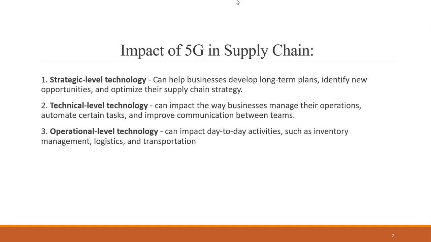Here we will discuss the impact of 5G technology in supply chain. The first one is strategic level. Technology can help businesses develop long-term plans, identify new opportunities, and optimize their supply chain strategy. At the technical level, technology can impact the way businesses manage their operations, automate certain tasks, and improve communication between teams. At the operational level, technology can impact day-to-day activities such as inventory management, logistics, and transportation.